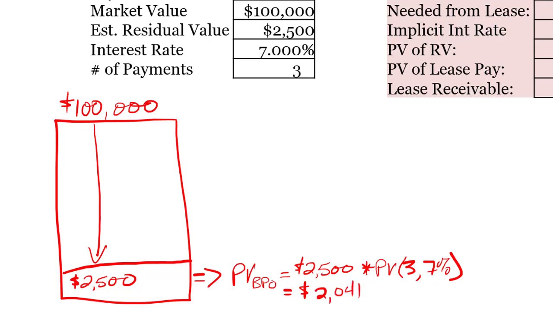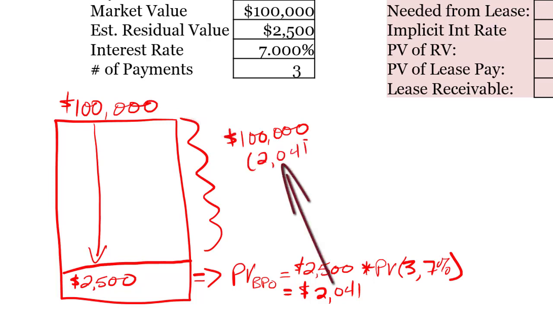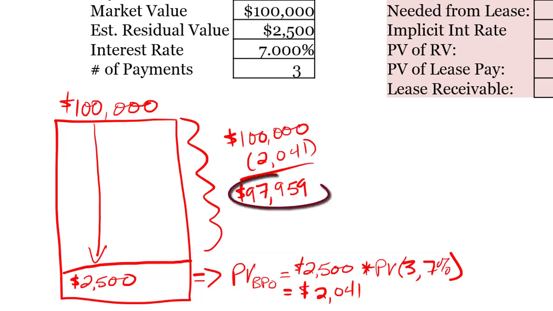But you should come up with something pretty close to $2,041, which means this part of the lease needs to provide me with the $100,000 fair value minus the $2,041. So SLC needs to make sure that they get $97,959 out of the lease payments. So that's the present value of the lease.